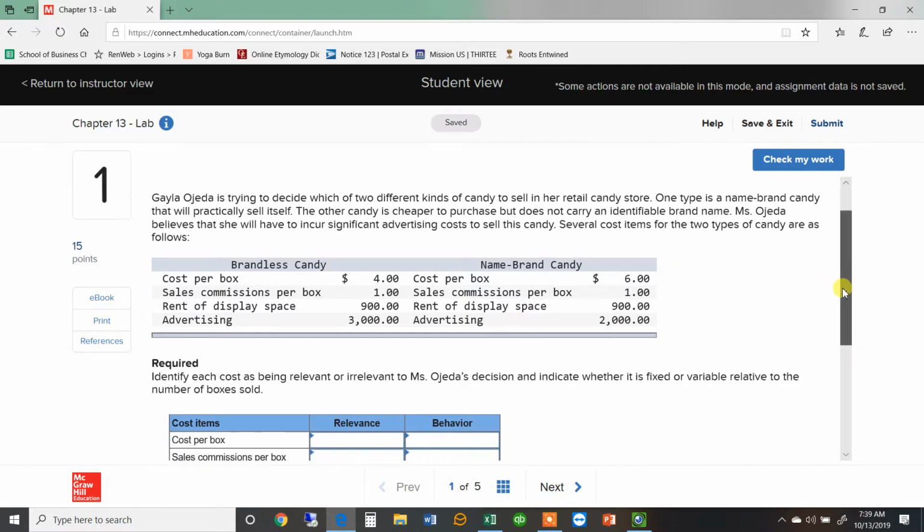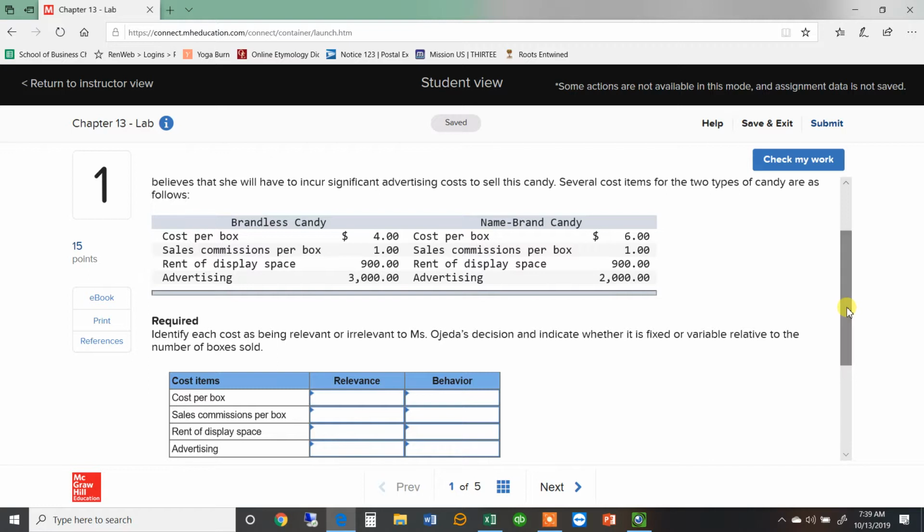It says to identify each cost as being relevant or irrelevant, meaning does it differ between alternatives. It sounds like she's only going to do either the brandless candy or the name brand candy, one or the other, but not both. So it's relevant if it differs. It's not relevant if it doesn't. And then it says to indicate whether it's a fixed or a variable cost relative to the number of boxes that are sold. We've talked about that in previous chapters. That's its cost behavior. Is it fixed? Are we going to pay that no matter what? Or does it vary by the number that we sell?